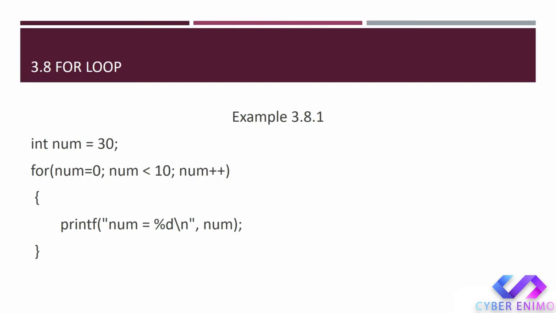Then num will be incremented by 1, and the condition will be checked again. So the second time, num will be 1, so the code will be executed again. And the second time, the printf statement will say num equals 1. Num will be incremented again by 1, and the condition is checked again. And this process keeps repeating until num becomes 10. At that point, the condition will fail because num is not less than 10, and we will exit the loop.